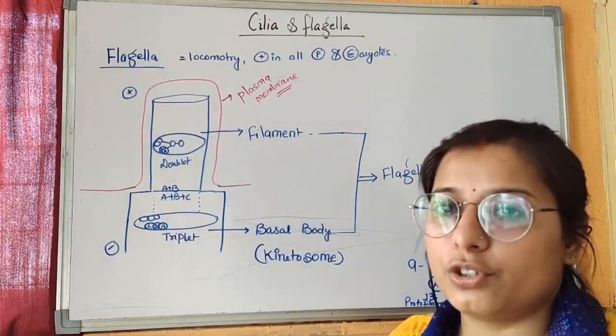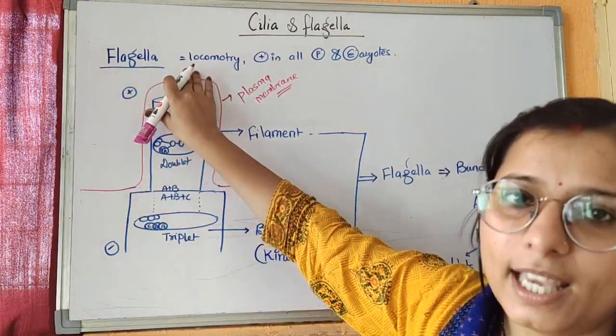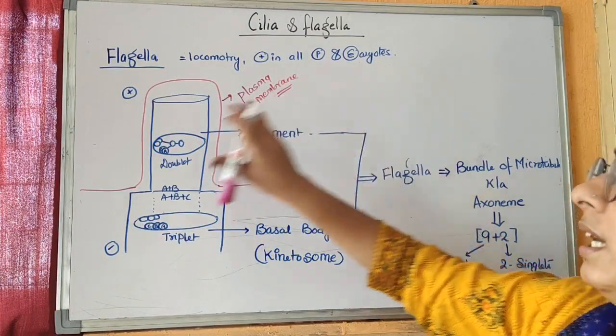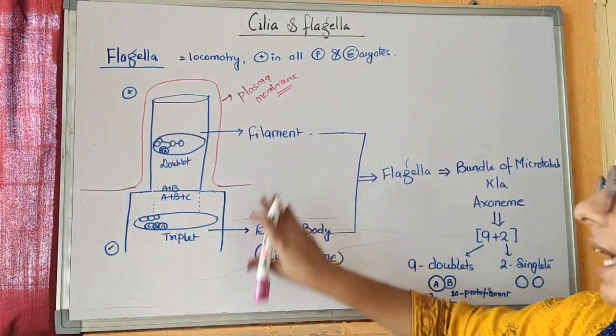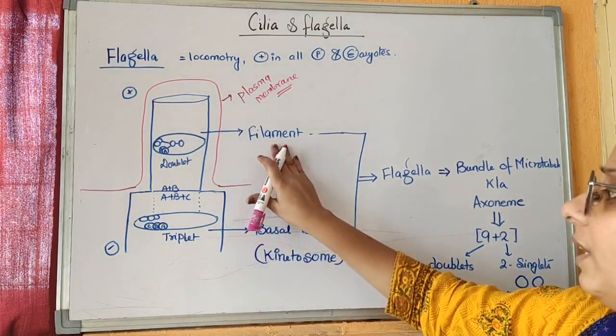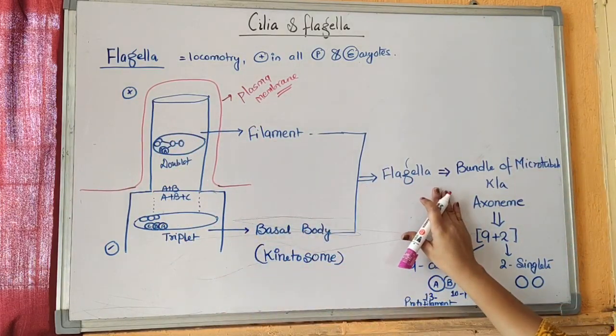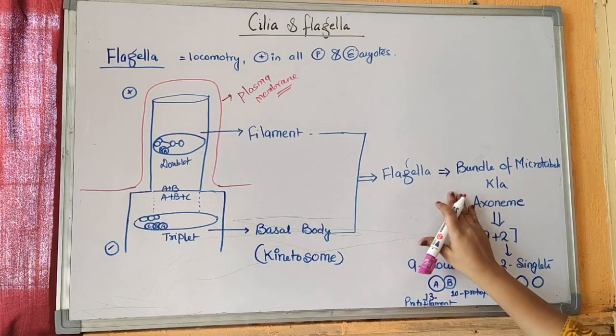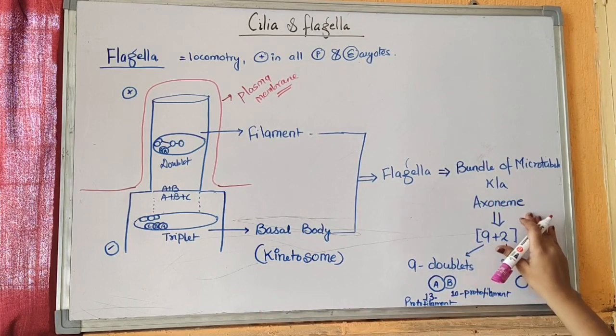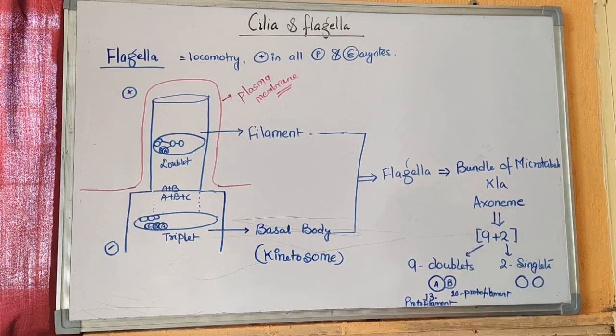Coming to the basic structure of a flagella, that's a locomotory structure present in all prokaryotes and eukaryotes. The flagella has a filament and the basal body or the basal structure. Filament and basal body together form the flagellar structure, and it is made up of a bundle of microtubules known as axoneme. This axoneme has a 9 plus 2 arrangement of the microtubules, where the 9 doublets have A and B rings, and the A ring has 13 protofilaments, the basic subunit of a microtubule, and the B ring has 10 protofilaments, which we have studied previously.